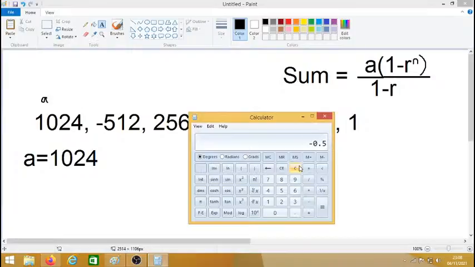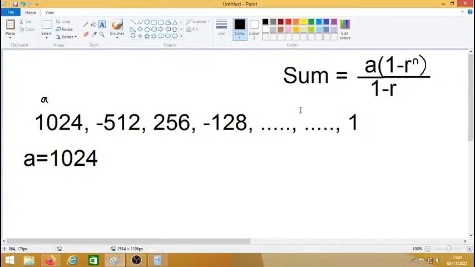If I just check with the next pair, 256 divided by minus 512, that didn't quite work out. Let me try that again. 256 divided by minus 512 is minus 0.5. So that's great. So we can say that R is minus 0.5.